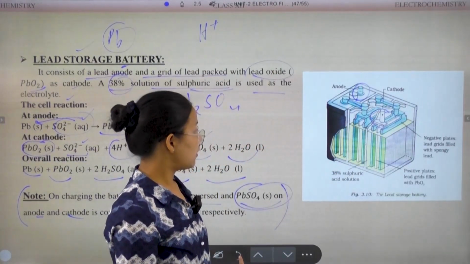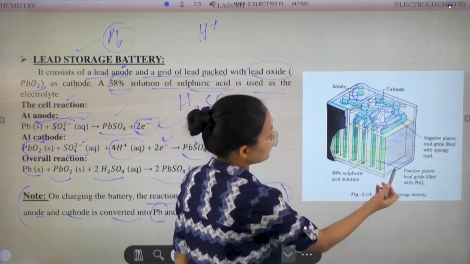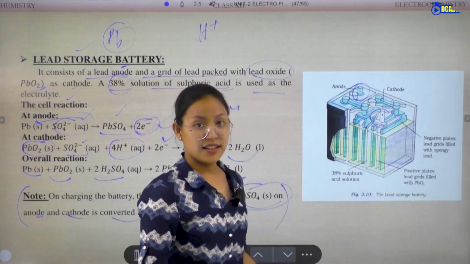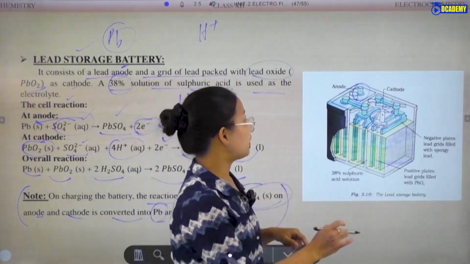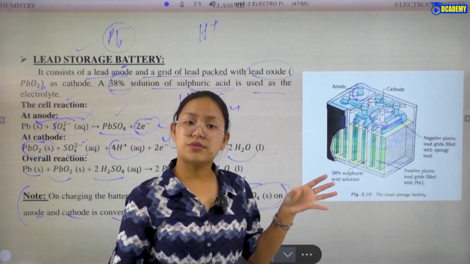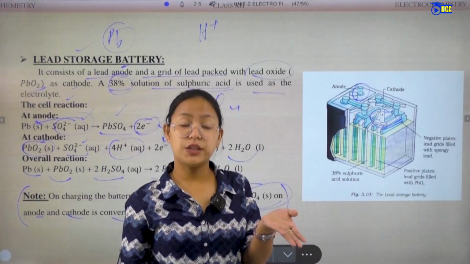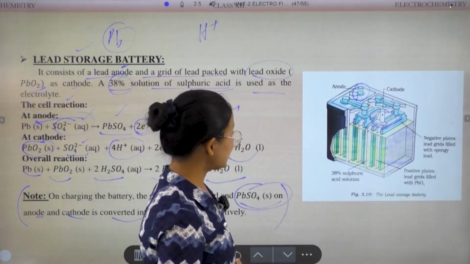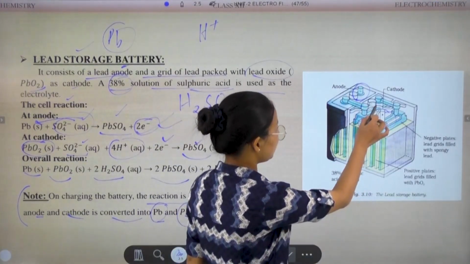Then the negative plates are lead grids filled with spongy lead. Sponge type. It is blue, or sometimes it may be yellow or green.